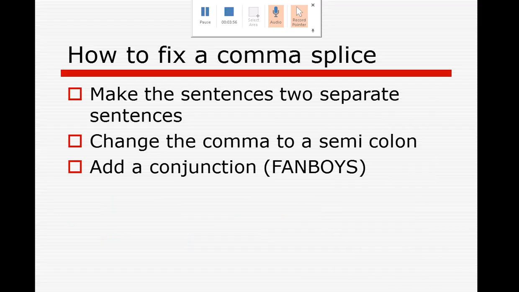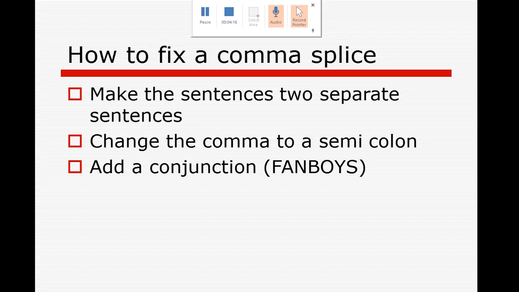For example, you can just make two independent clauses, two separate sentences with the period in the middle. You could change that comma to a semicolon. That's the dot with a comma under it. That works. Two complete thoughts can be separated by a semicolon.